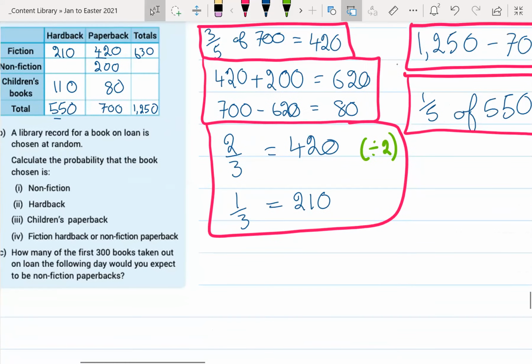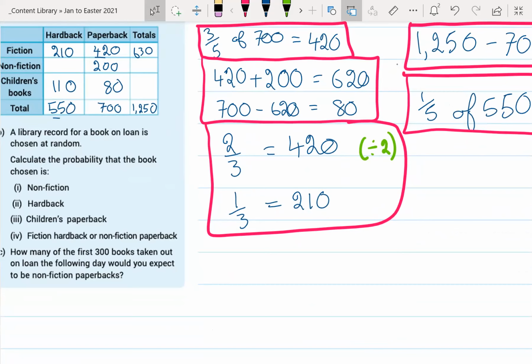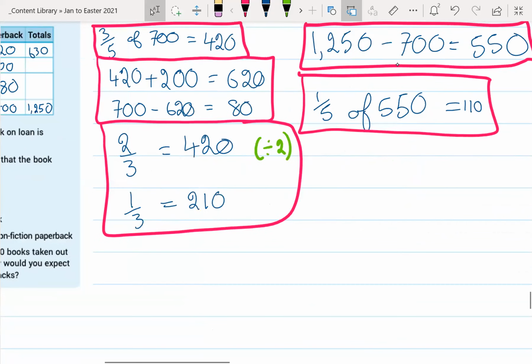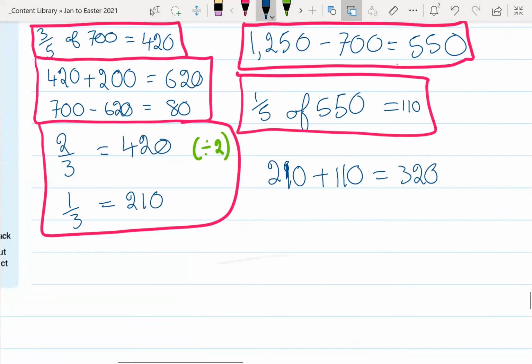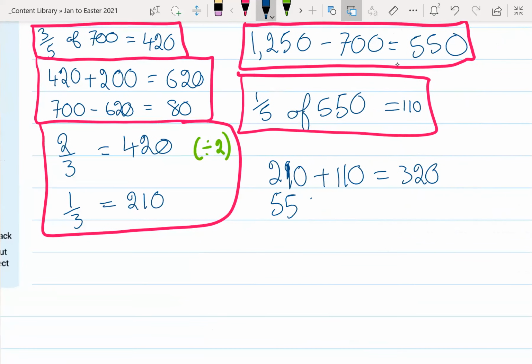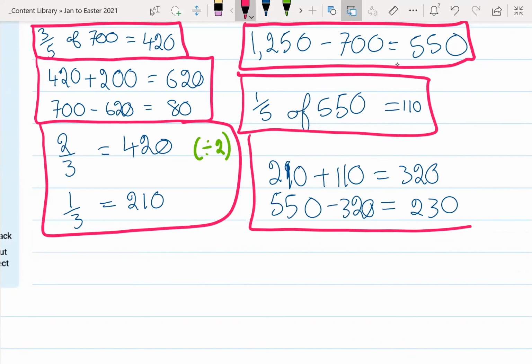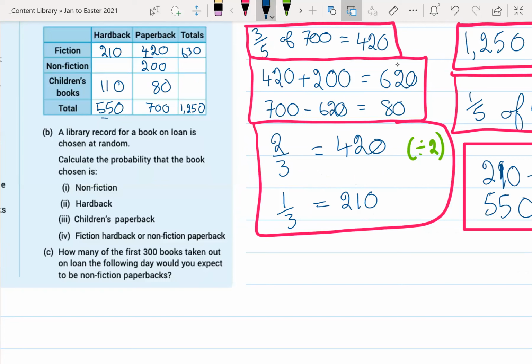So fiction is 210, children's book is 110. Add them together. 210 plus 110, that gives us 320. We need to subtract that from 550. So that gives us 230. 230, that's what goes where it says non-fiction beside there.